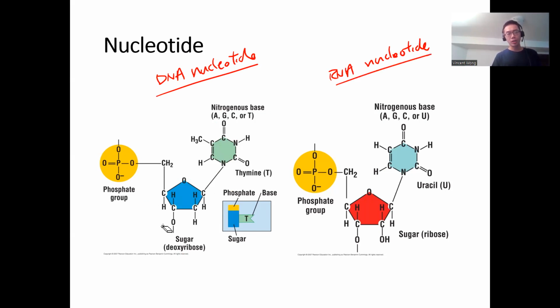All right, so take a look at the sugar. The sugar looks exactly the same, the blue sugar and the red sugar, right? The only difference is this location. You see, the ribose sugar has an OH, but the deoxyribose only has an H. So it has one less oxygen, right? That's why it's deoxy. Does that answer your question?